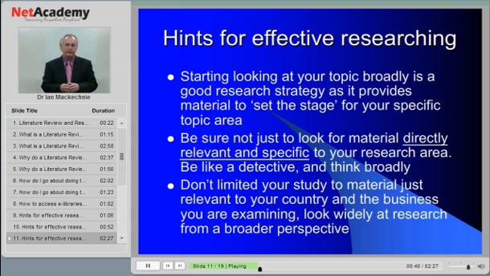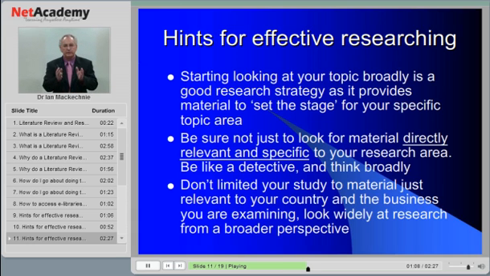We say that when you're doing research, you've got to be like a detective. You've got to look broadly. You've got to think of all the issues surrounding your particular topic. And it may be that your topic, although it is a business topic, may relate to such areas as history, perhaps business history, economic history. It may relate to psychology, the way people think, or sociology, the way people organise themselves in society.